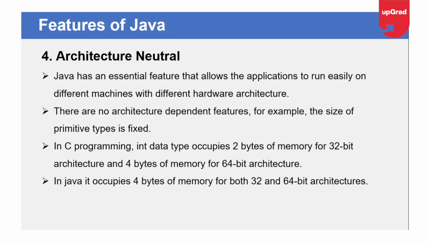In earlier programming languages like C, the primitive data types had different memory necessity for different architecture systems. But Java is architecture independent and occupies the same memory for primitive types on any architecture.